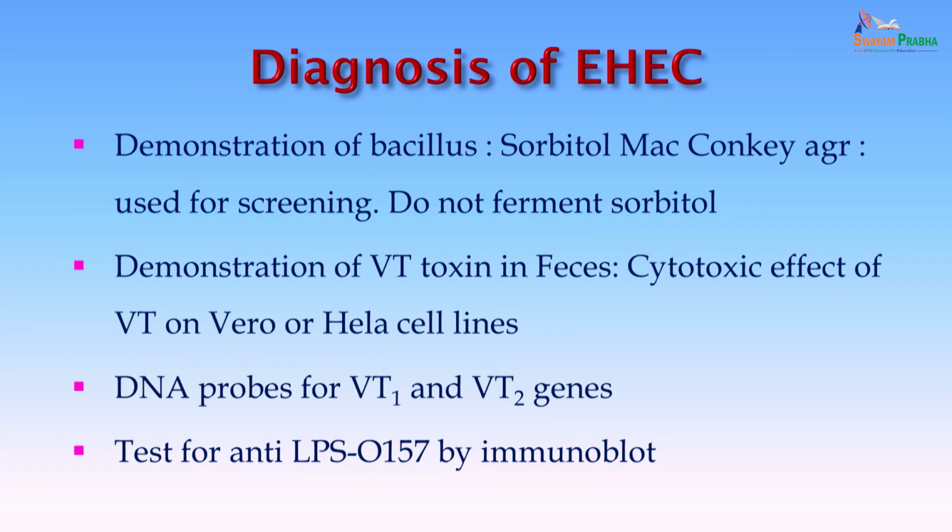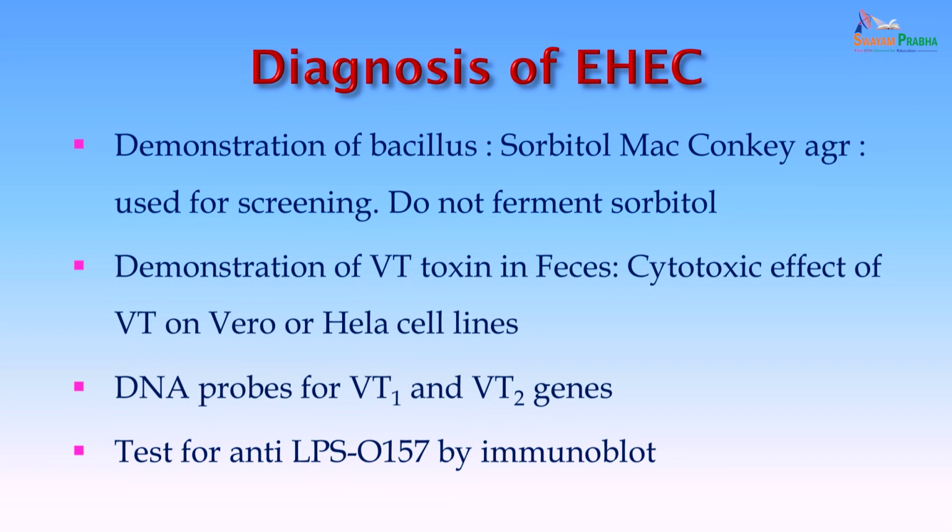The diagnosis of an enterohemorrhagic E. coli can be done by demonstration of the E. coli which are causing enterohemorrhagic disease. This can essentially be done by using a sorbitol MacConkey agar for screening. These E. coli do not ferment sorbitol, and so they will give pale colored colonies on sorbitol MacConkey agar. So, this is an easy test to pick up an enterohemorrhagic E. coli.